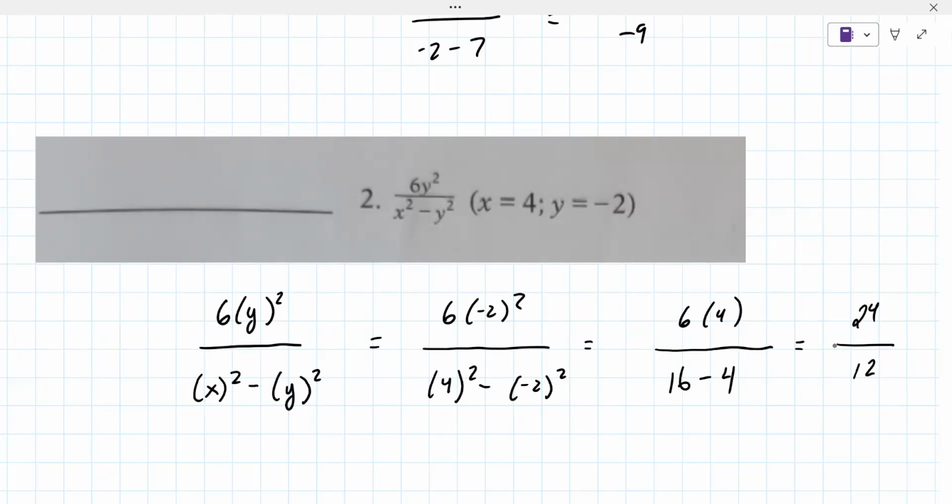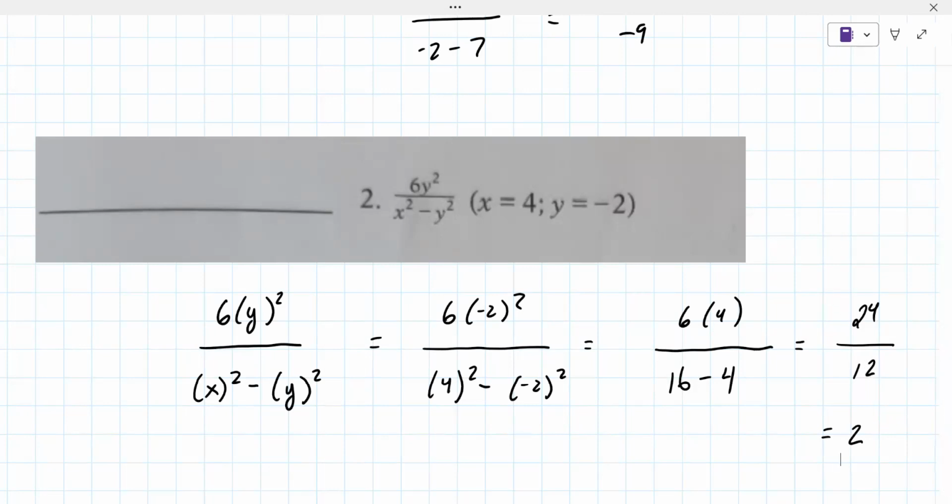24 things, 12 people. How many things does each person get? 2. So that'd be 2. Yep. Any questions on that? No. All right, 2.